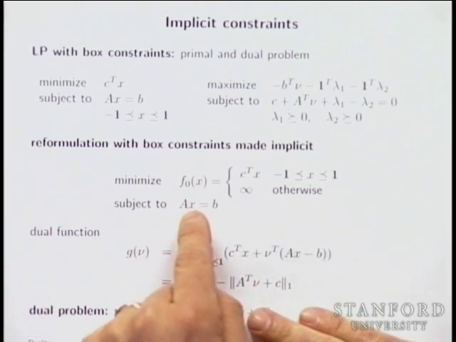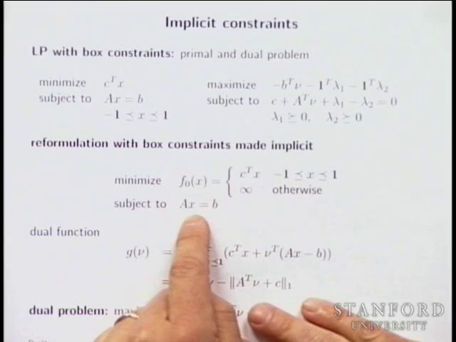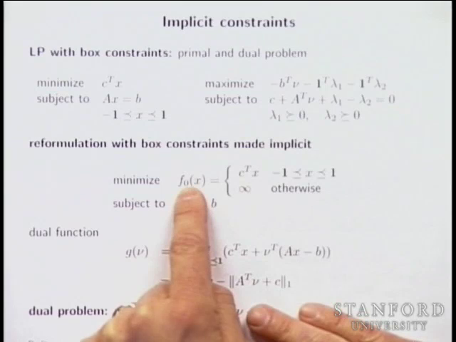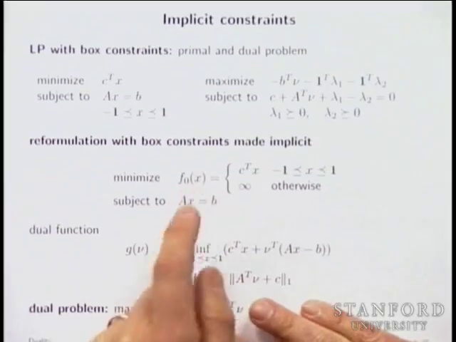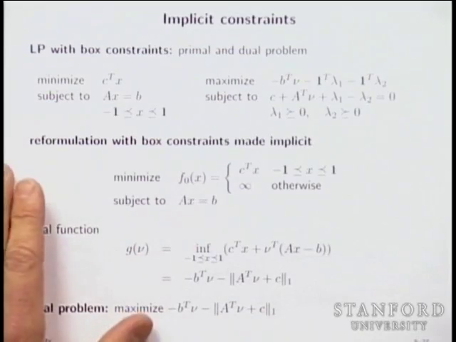Now, in this problem, if I pass in an x which is out of the box, the objective throws an exception at me. The objective throws an OOD token back at you, which means out of domain. Okay? So that's the difference. Of course, it makes no difference in the solution. But now let's form the Lagrange dual, and it'll make a big difference.